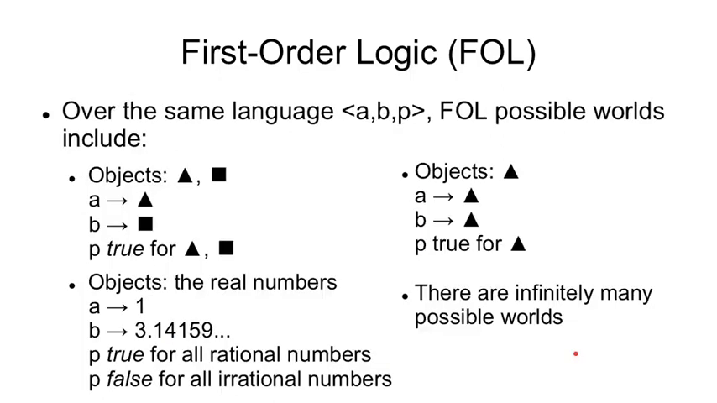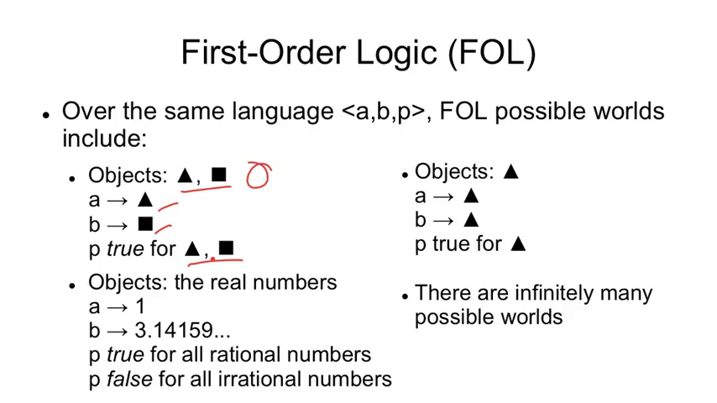Over the same language, A, B, and P, the possible worlds in first-order logic include one where we have the objects triangle and square, A referring to triangle, B referring to square, and P being true for triangle and square. The main difference here being, one, we specify the set of objects in the world, and two, P is defined over the objects in the world rather than the terms in the language.